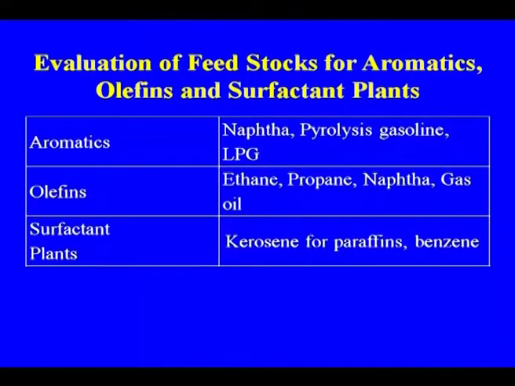So, evaluation of the quality of the product of these feedstocks is very important. For aromatics, what are we using? Naphtha, which has a higher octane number, or even, in the case of aromatics, the low octane number naphtha. There are two objectives we perform in catalytic reforming, whether it is for the production of aromatics or for the production of gasoline.